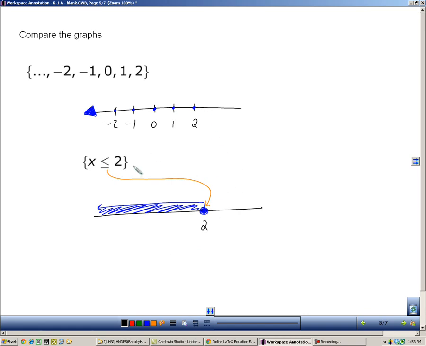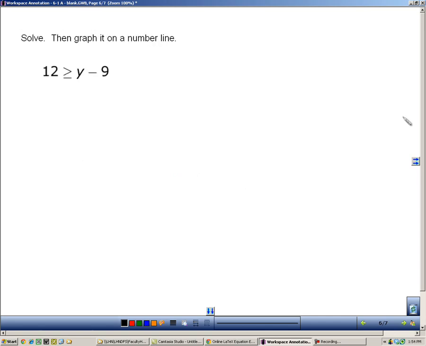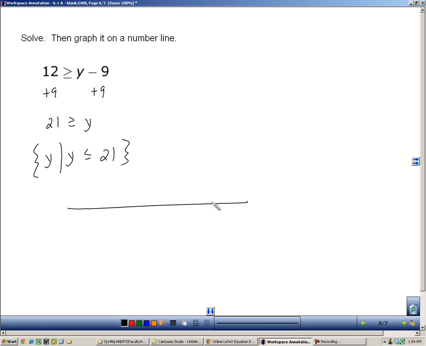This is the one that we're going to use in this chapter because we're dealing with inequalities. Here's an example where we put everything together, solve it and graph it. We'll add the 9 using the addition property, and we'll rewrite it in set builder notation, and then we'll also graph it. It's less than or equal to 21, so my dot has to be filled in, and I shade everything to the left. So that's my solution, and that's the graph.